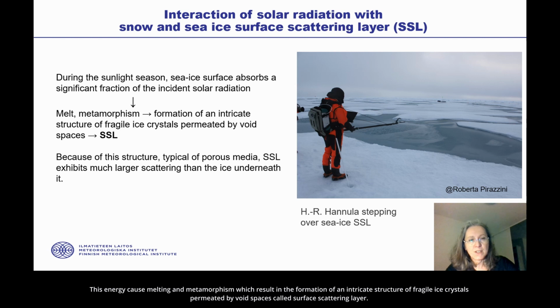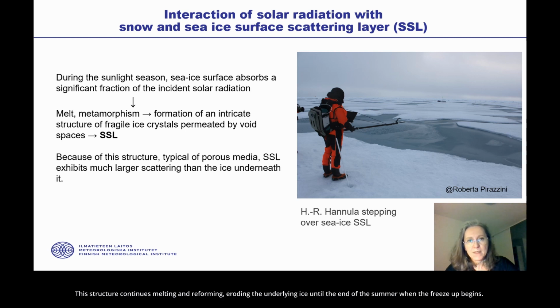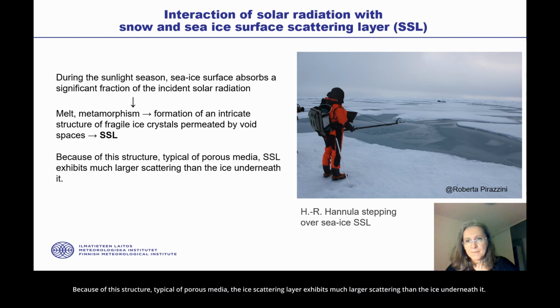This energy causes melting and metamorphism, which result in the formation of an intricate structure of fragile ice crystals permeated by void spaces called surface scattering layer. This structure continues melting and reforming, eroding the underlying ice until the end of the summer, when the freeze-up begins. Because of this structure, typical of porous media, the ice scattering layer exhibits much larger scattering than the ice underneath it.